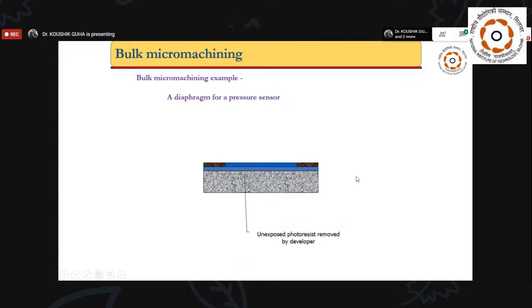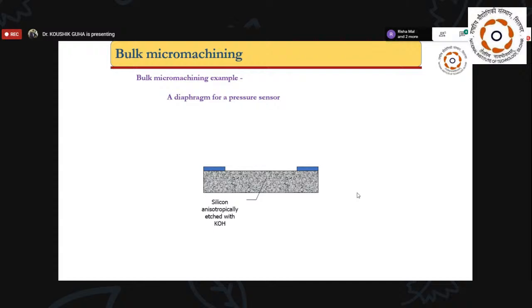Now we can see the unexposed photoresist is removed by the developer. Then we also etch the SiO2 layer, the blue band, with some kind of hydrochloric acid solution. Then we also have to remove the remaining resist. This is called stripping. Then we will also etch the silicon substrate. Now this is the bulk of the silicon, so that's what is called bulk micromachining.